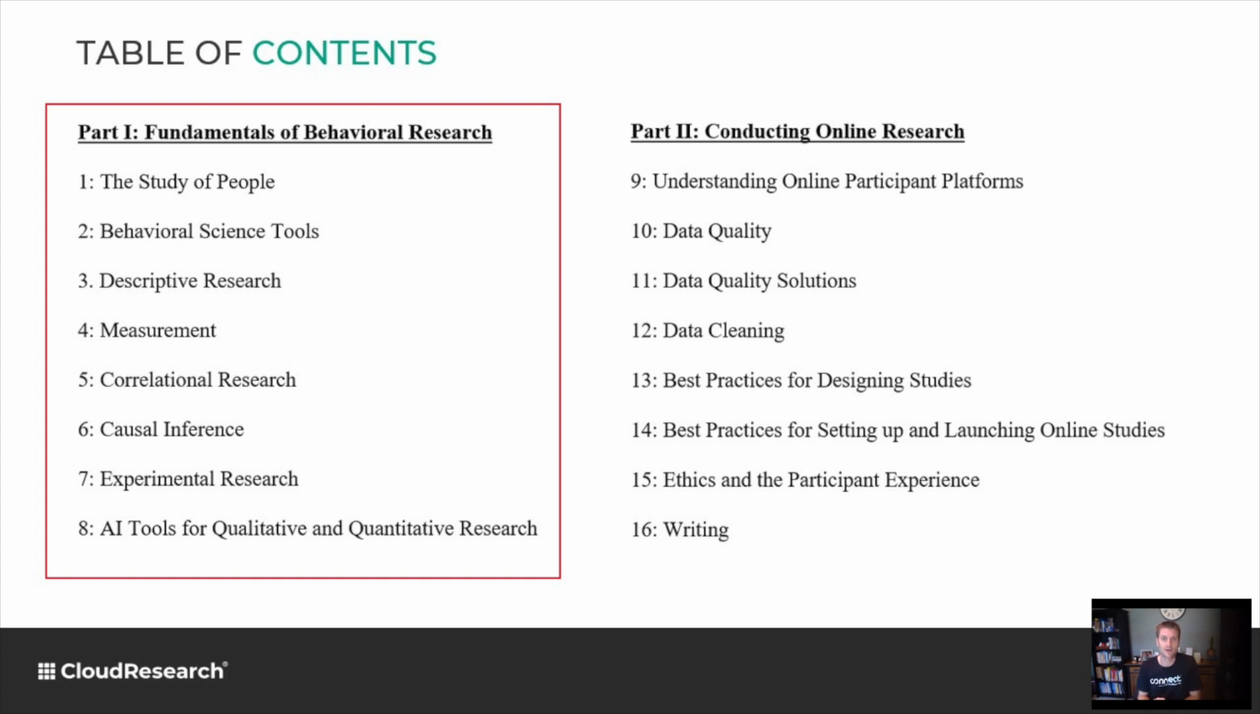Then there are chapters about things like descriptive research. We go through measurement. The book covers correlational designs and has an advanced discussion about causal inference. In the chapter on experimental research, the book covers everything from simple two-cell designs to repeated measures experiments and factorial designs. Finally, Part 1 ends with a really unique chapter on how to use AI tools to conduct qualitative and mixed methods research.